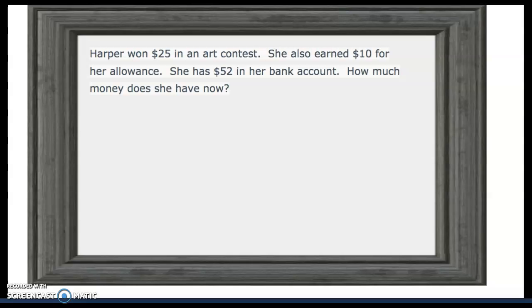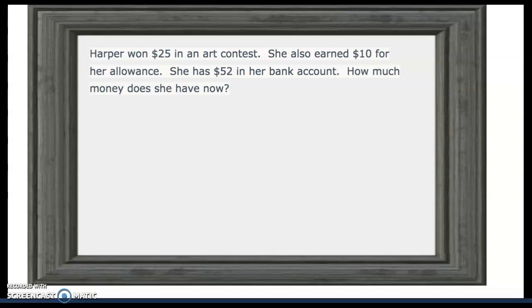So we're going to start out with this story problem. Harper won $25 in an art contest. She also earned $10 for her allowance. She has $52 in her bank account. How much money does she have now?